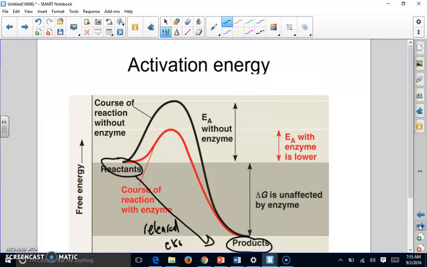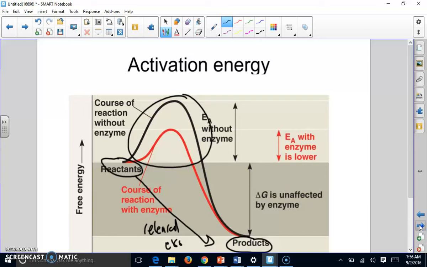But what's more important about this diagram is the hump. This hump here, from the distance from the reactants to the top, is known as the activation energy. And once again, it's the energy needed to start the reaction. Look at the color of the graphs, and I'm sure you don't have color in your handout, but you can point it out. The larger hump is the activation energy without the enzyme, the energy that needs to happen for the reaction to occur. The black one is without the enzyme.